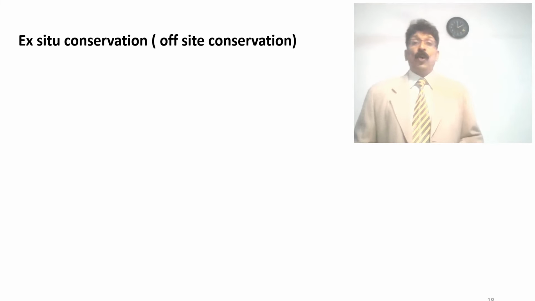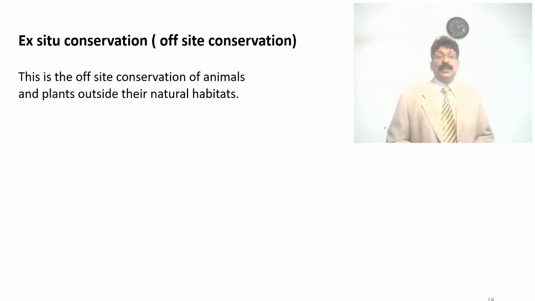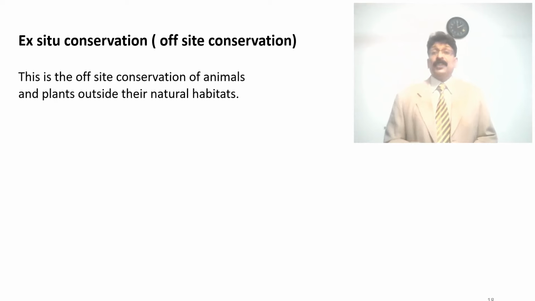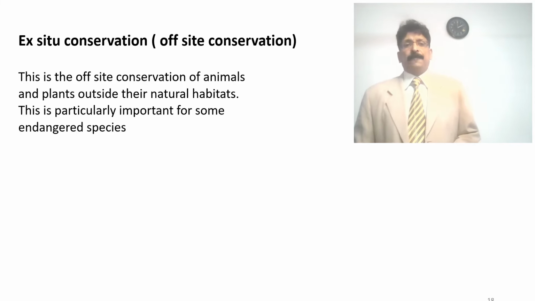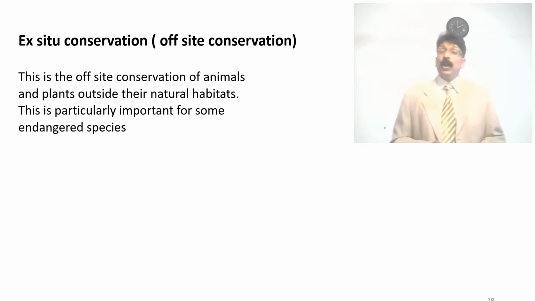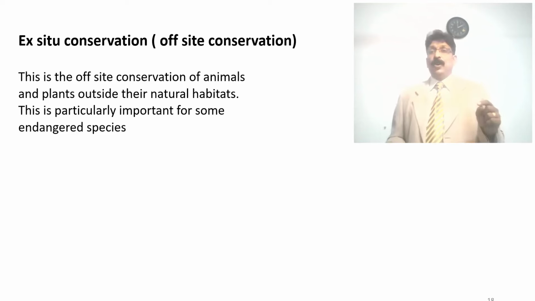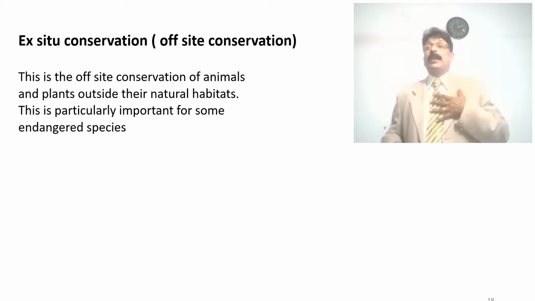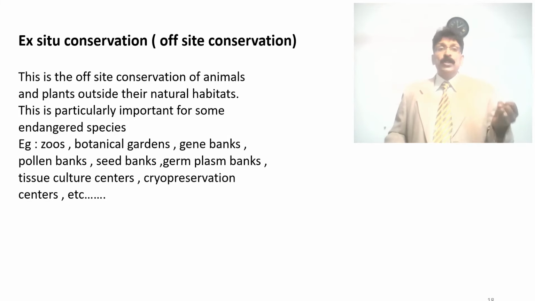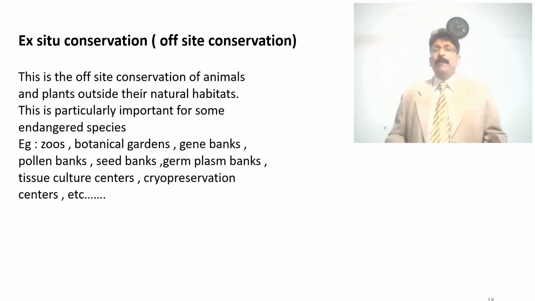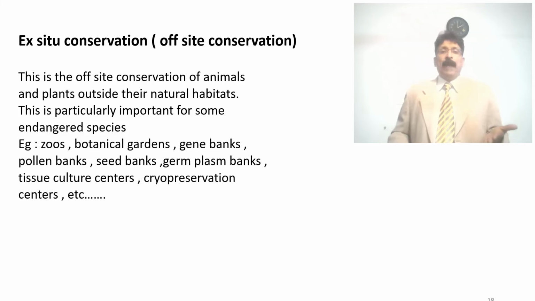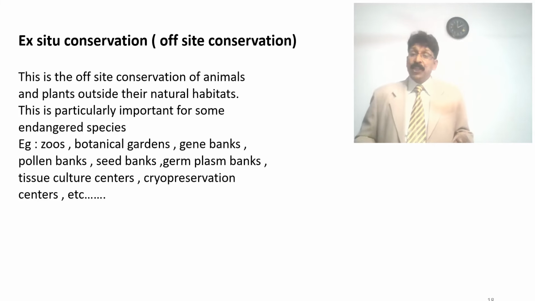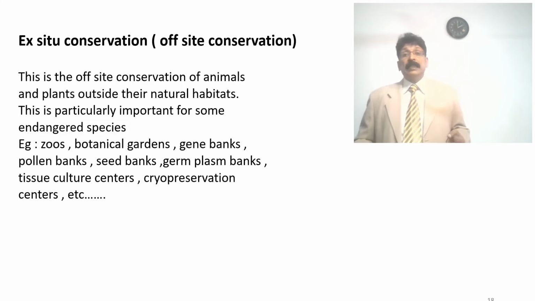So off-site conservation or ex situ conservation is the conservation of animals and plants outside their natural habitats. This is particularly important for some endangered species which are going to be destroyed or vanish, and which can be protected by us through zoos, botanical gardens, gene banks, pollen banks, seed banks, germplasm banks, tissue culture centers, cryopreservation centers.